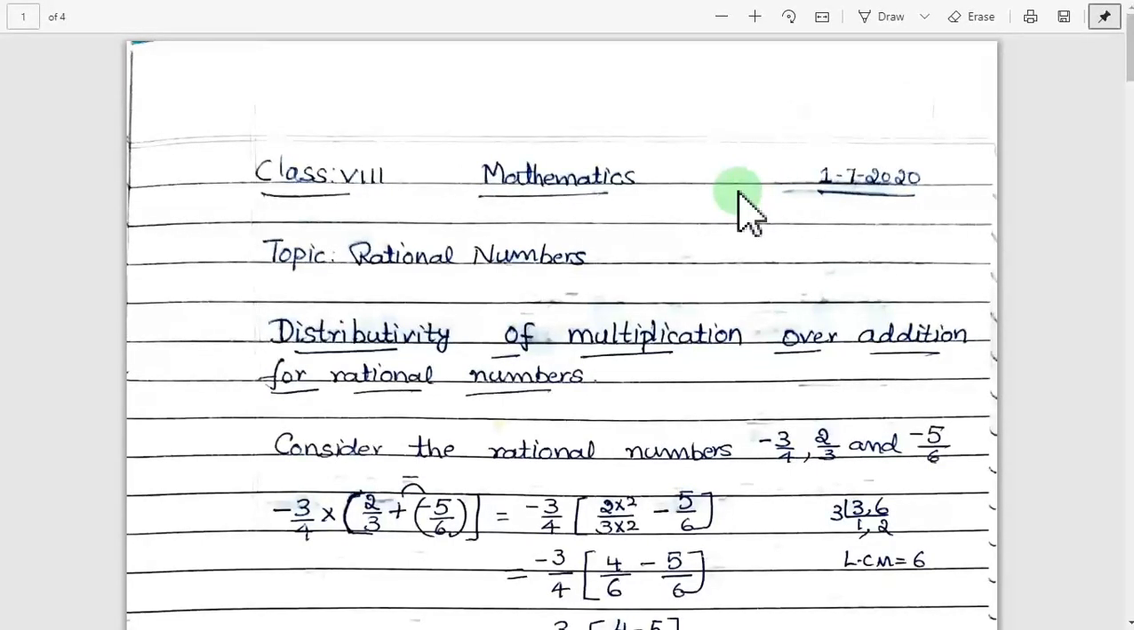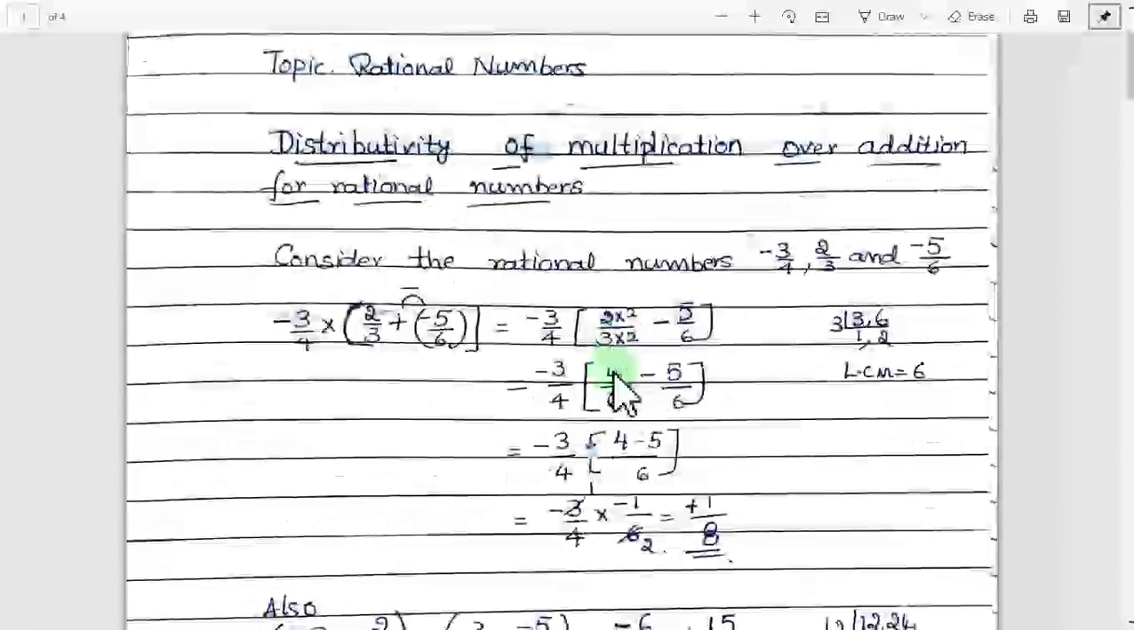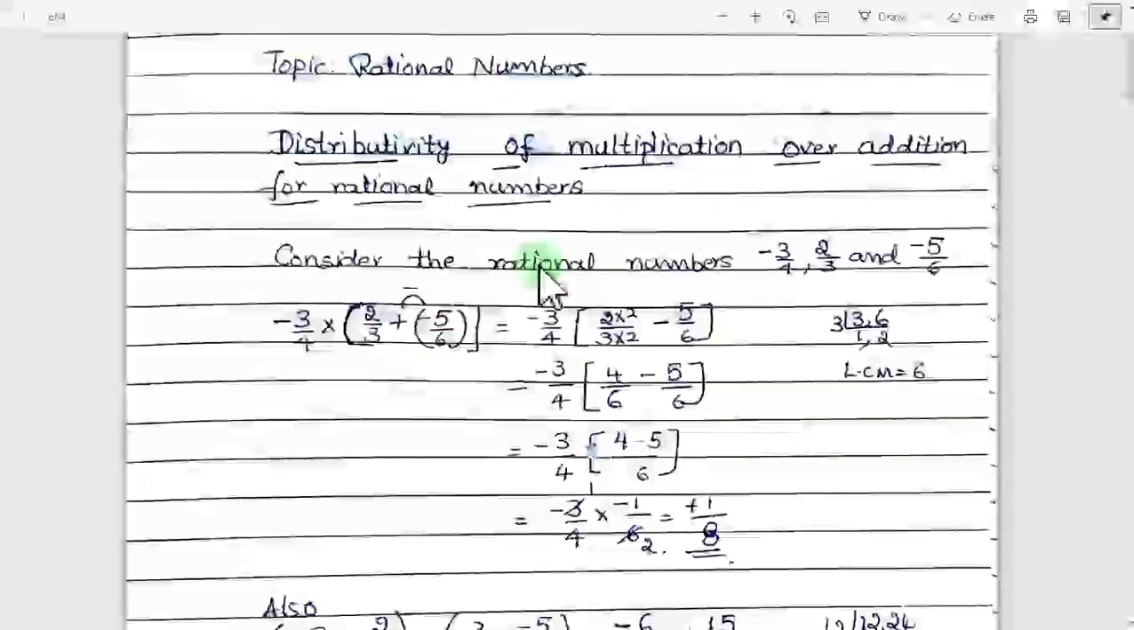In today's class, we will learn distributivity of multiplication over addition for rational numbers. In the last class, you have learned the commutative property and the associative property. So, in this class, the distributive property of multiplication over addition. This you have learned in your 7th standard also for integers. Now, for rational numbers. See, consider the rational numbers minus 3 by 4, 2 by 3 and minus 5 by 6.